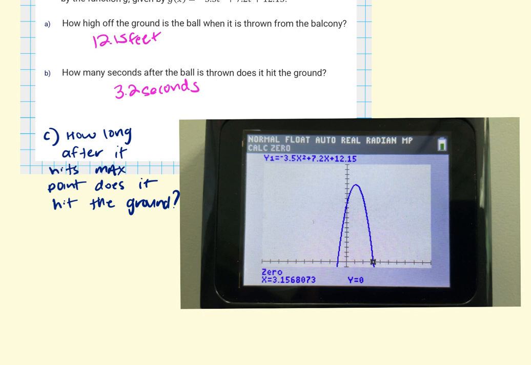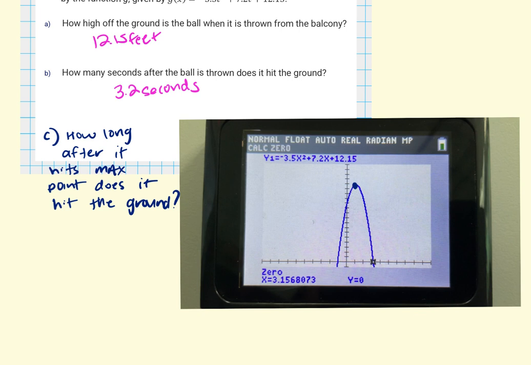Okay, how does it change if I add this wording? How long after it hits the maximum point does it hit the ground? Where's the maximum point? It's no longer the balcony, right? It's from here. So I need to know the horizontal distance from the maximum point to where it hits the ground. Does that make sense?